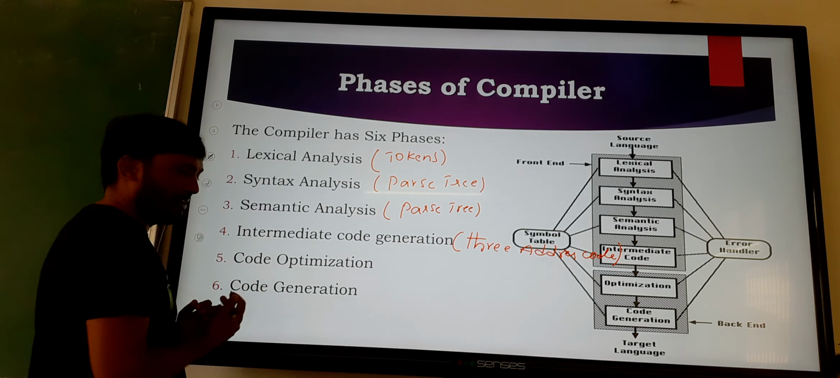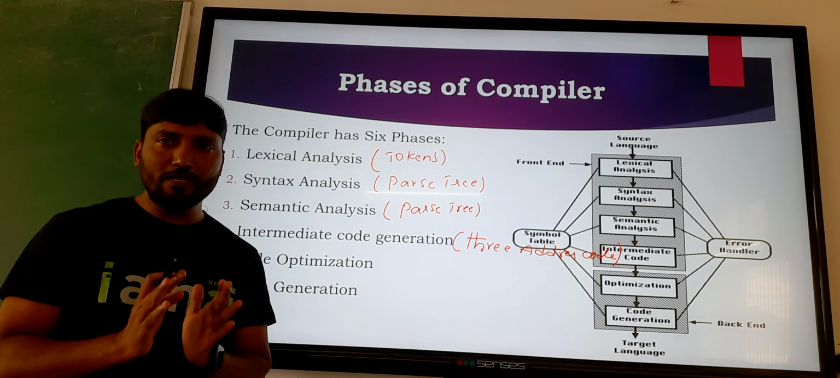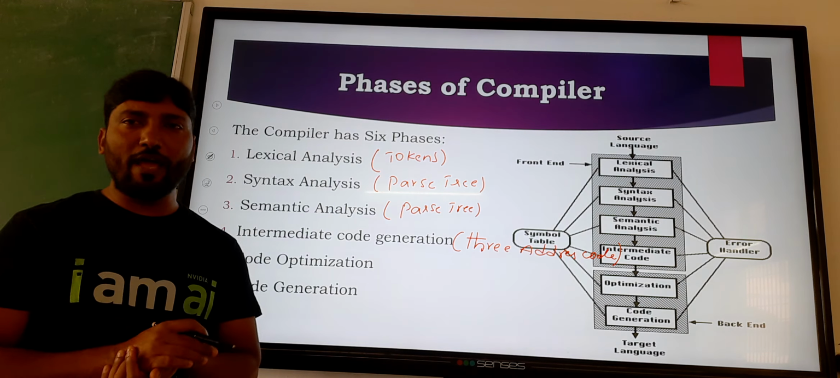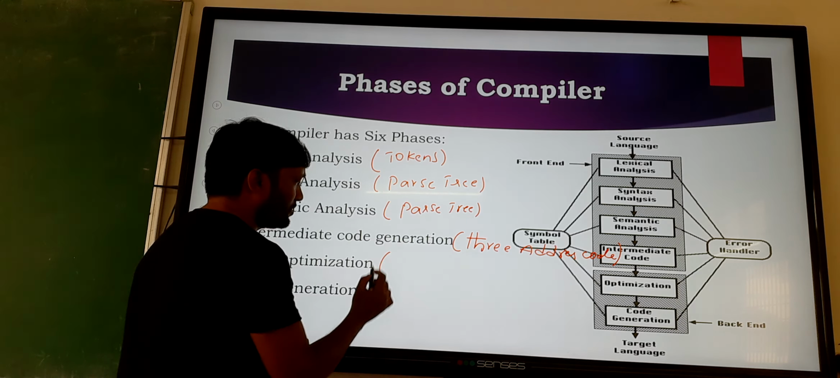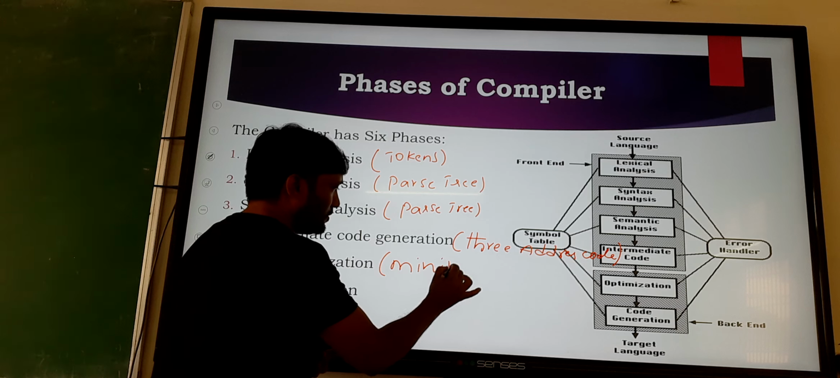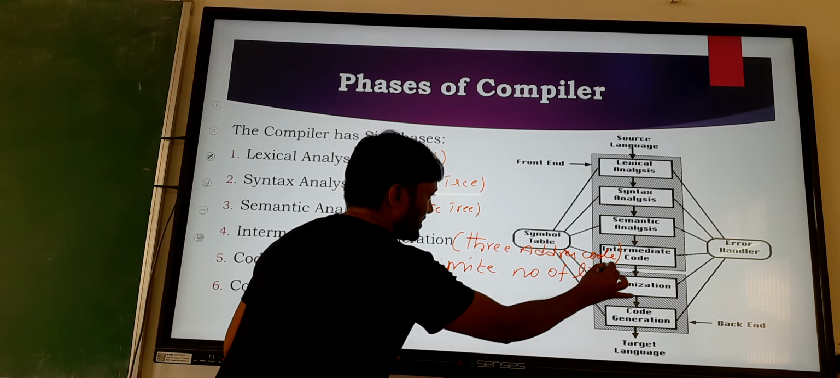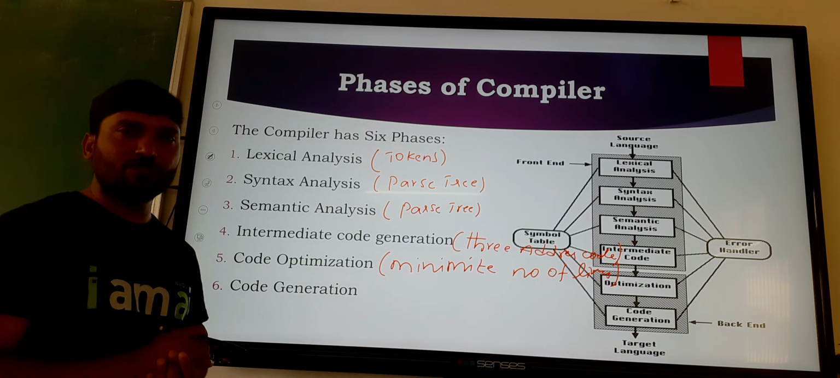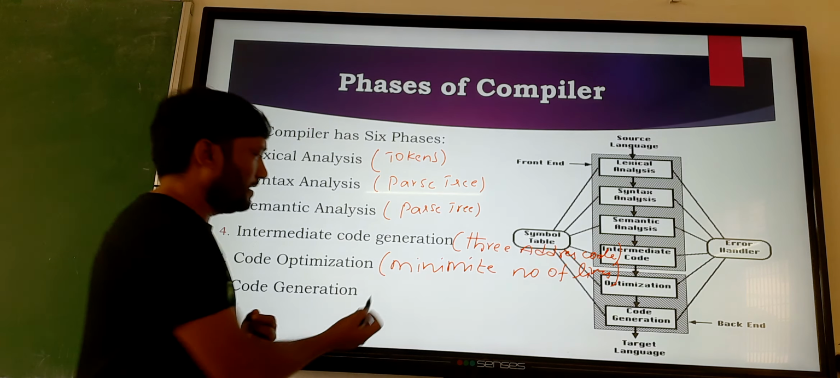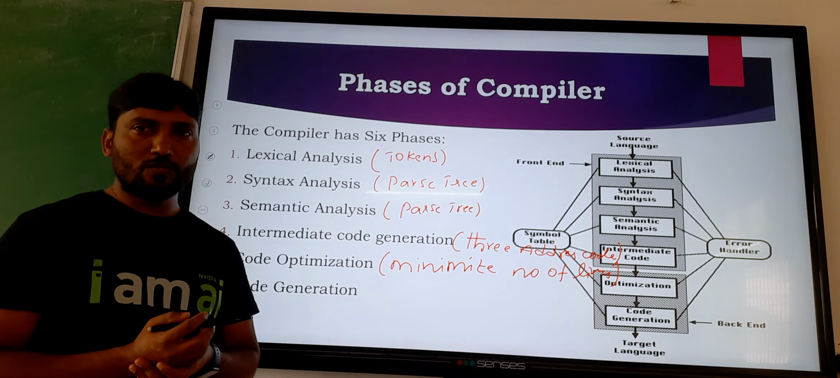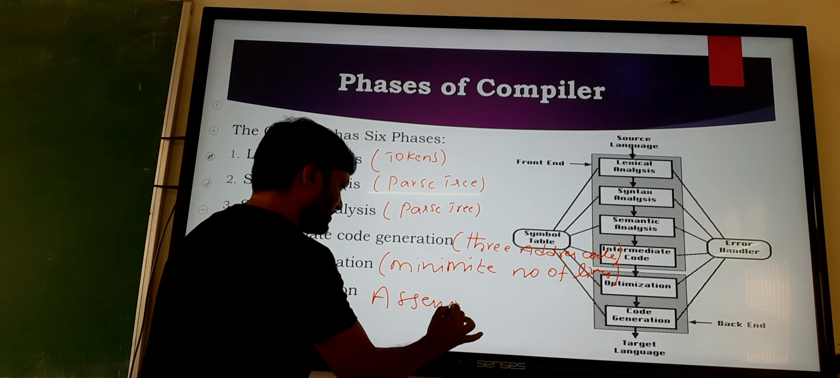And what is the 5th phase of the compiler? In this phase, we have to optimize the code. That means we have to minimize the number of lines from the 3 address code generated in the intermediate code generation. And the last one is code generation. In this phase, you have to generate the assembly code from the optimized 3 address code. So finally we generate the assembly language in the code generation.